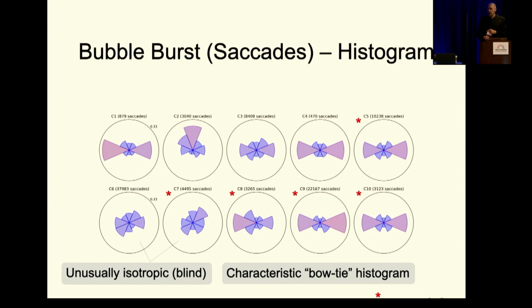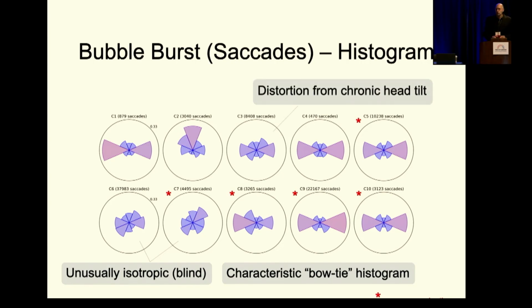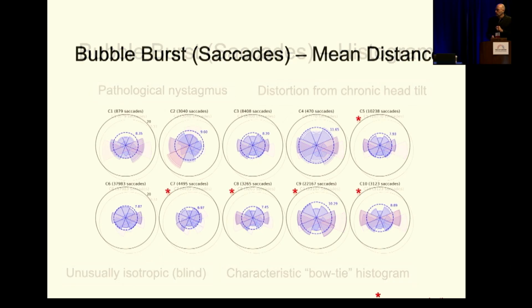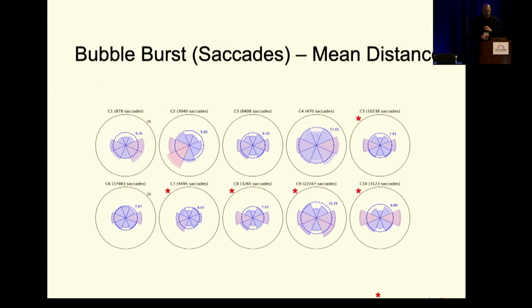Here's unusually isotropic. They don't have that typical horizontally biased set of saccades. Here's a situation where there's distortion from head tilt that we're working on ways of correcting. And here's pathological nystagmus. Nystagmus, people have seen and heard about that, right? That's a very common thing. Well, we can now not only say you have nystagmus, I'll show you in a second, but how and in which direction, how quantitatively changed it is.